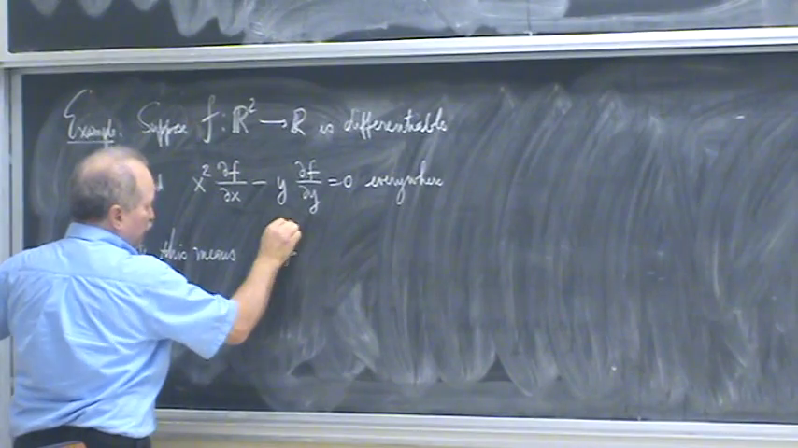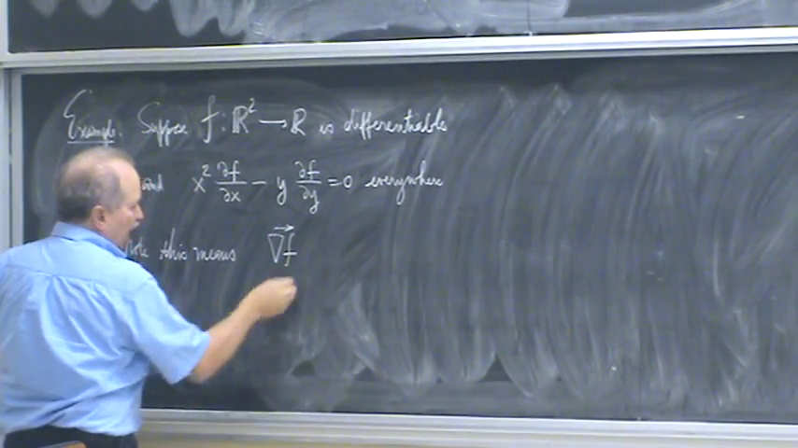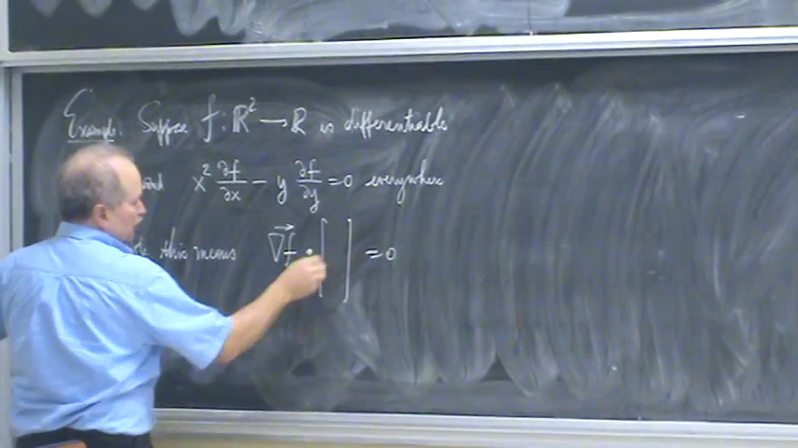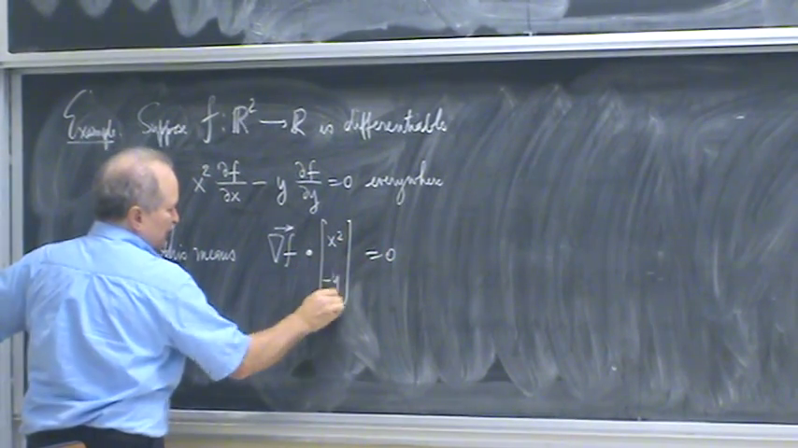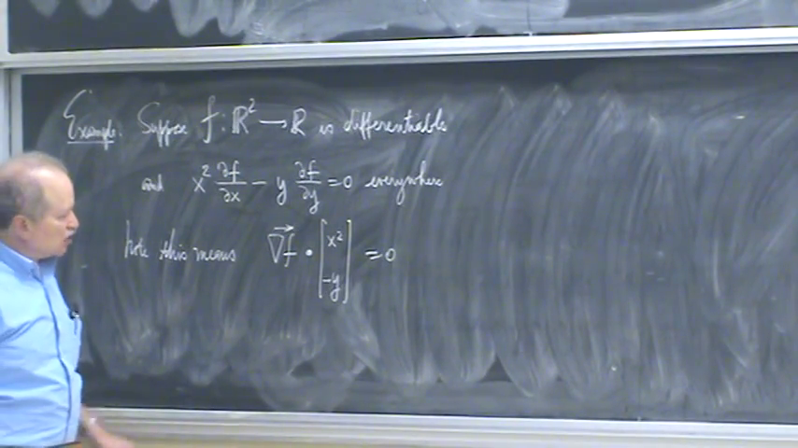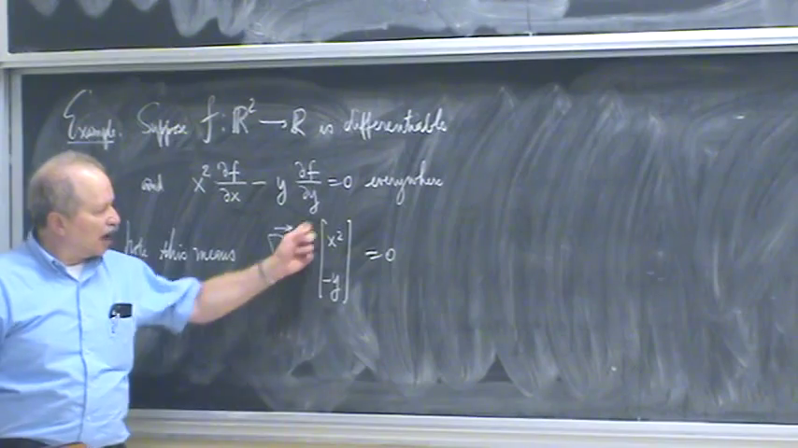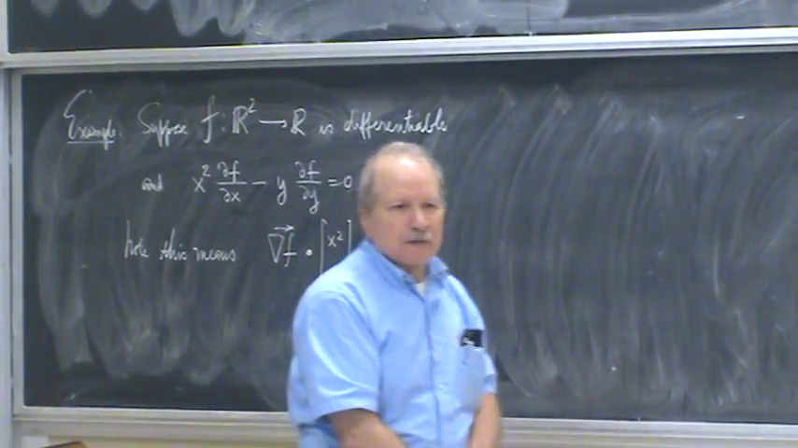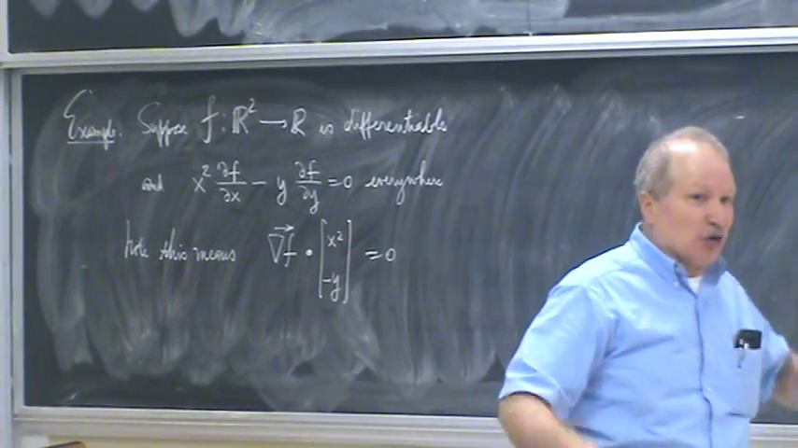Gradient of f at the point x, y, dotted with (x squared, negative 1) is 0. Everybody agree with that? So what does this tell you about this vector relative to the kinds of stuff we've been talking about? It's orthogonal. It's orthogonal to the gradient, I know that.